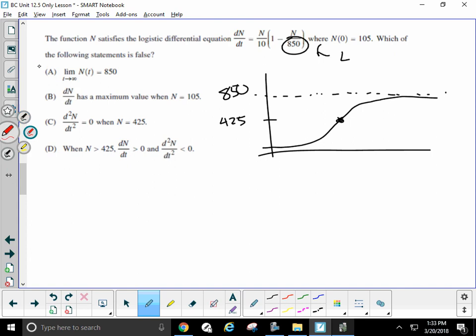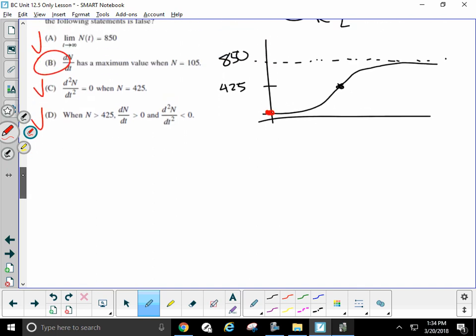A is good. C is good. We have a point of inflection. D is good. We are increasing, or we are concave down, when N, our population in this case, is greater than 425. B is not correct. We do not have a maximum value for dN/dt when N equals 105, which is at 0. We'd have a very small value.